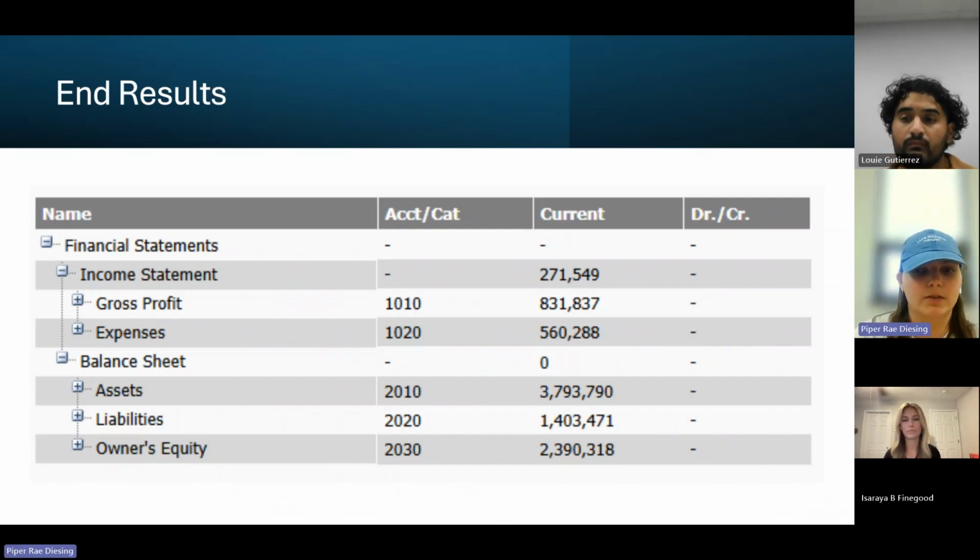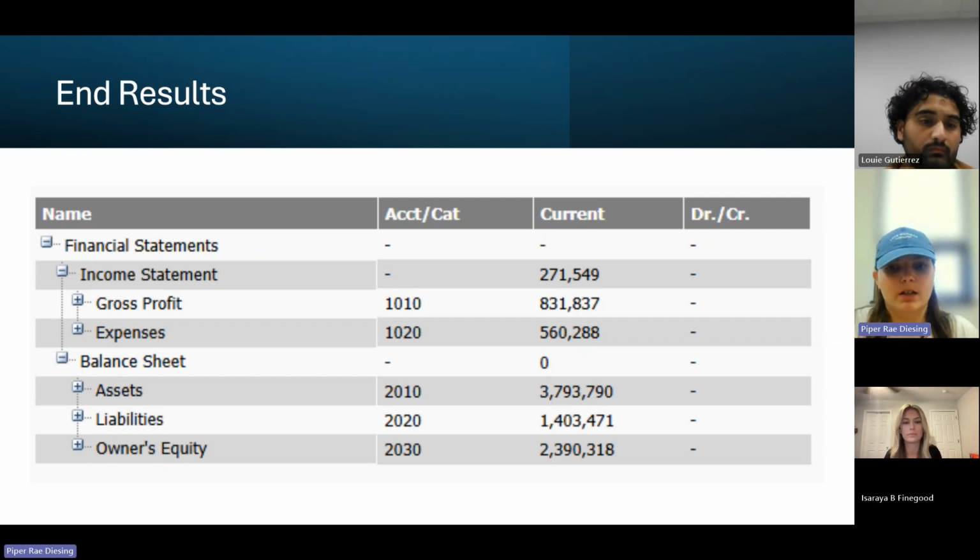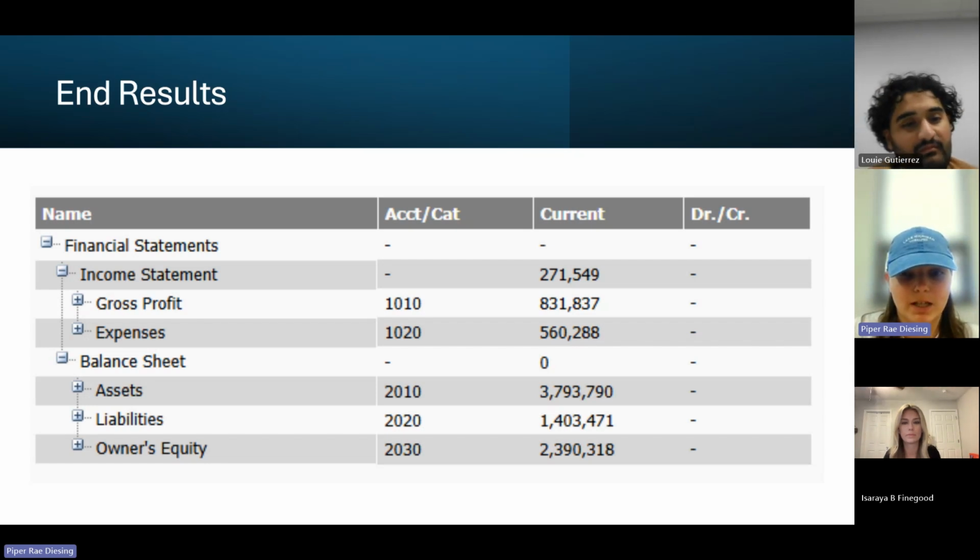So for end results for financial statements, for gross profit, we made $831,870 or $337, and then expenses we had $560,000, and then for assets we had 3,793,900 or 790, and then liabilities we had 1,400,000 or 403,471, and then for owner's equity we had 2,000,000 $318.